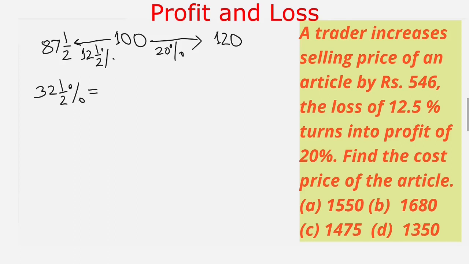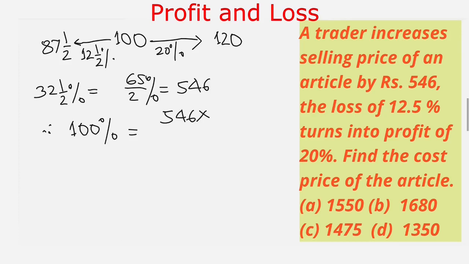Thus the selling price increases from 87.5 to 120, and that difference is 32.5%, as both are on 100. This is equal to 65 divided by 2. And as per the given question, this 65 divided by 2 is equal to 546. Therefore, 100% equals 546 multiplied by 100 divided by 65 over 2. So 65 comes to the denominator and 2 in the numerator. 13 cancels 65 five times, and 13 divides 546 forty-two times. The 5 cancels 100 twenty times.